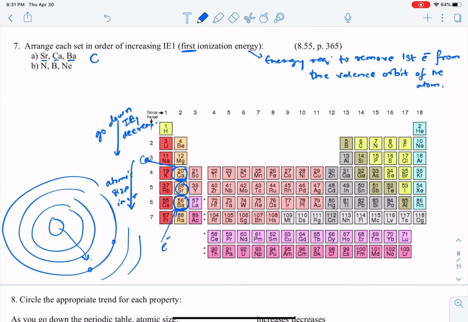So barium will have the lowest, then Sr, and then calcium. Now let's go on with Nb and Ne. So Ne, that is neon, boron, and I think it's nitrogen. Okay, so as you see, neon is already an inert gas. All its orbits are fully filled. Okay, it's stable, it doesn't need an electron, it doesn't want to give an electron.